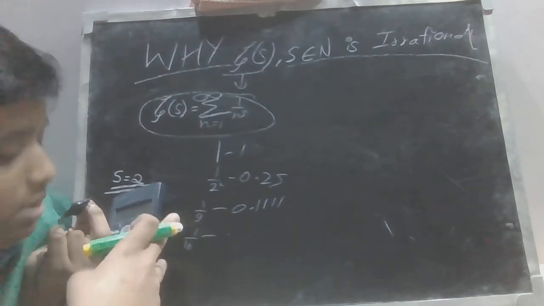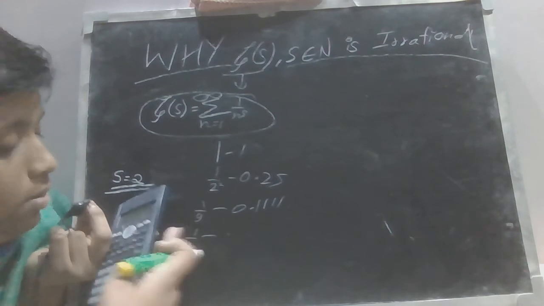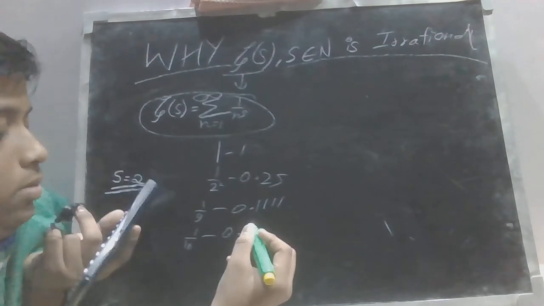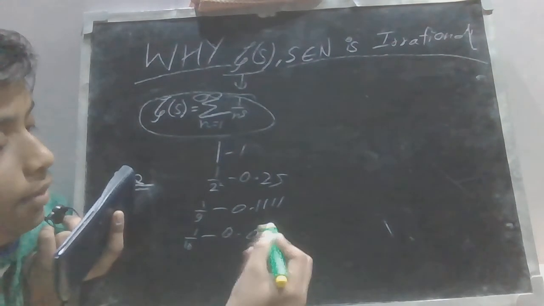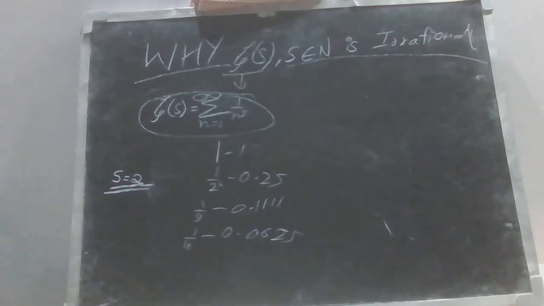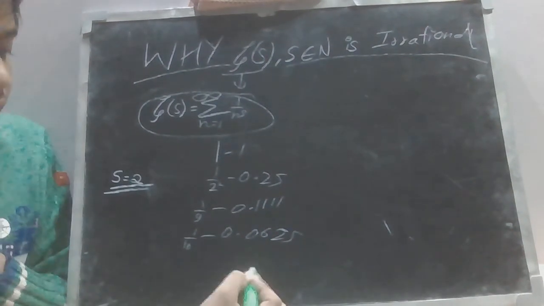I don't know why the hell 7 is 0.625. 0.0625. Now here you see it tends to 0. Okay, it goes till 0.